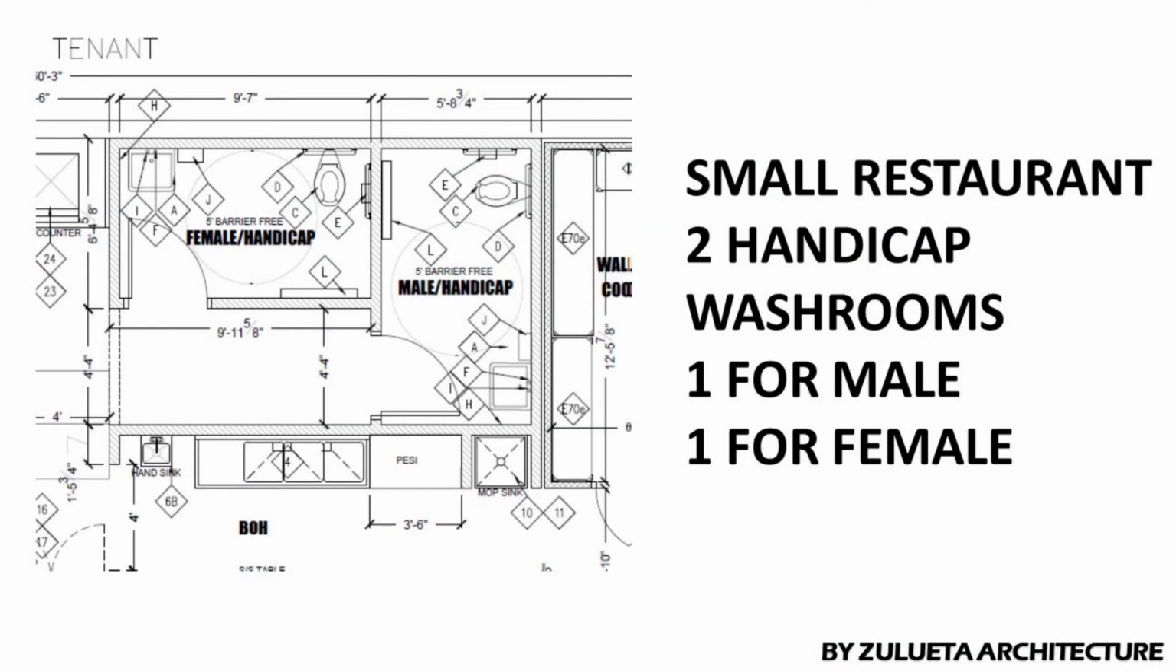We are showing here the layout of 2 handicap toilets for this small restaurant, one female handicap toilet and one male handicap toilet. So 2 washrooms, one male and one female.